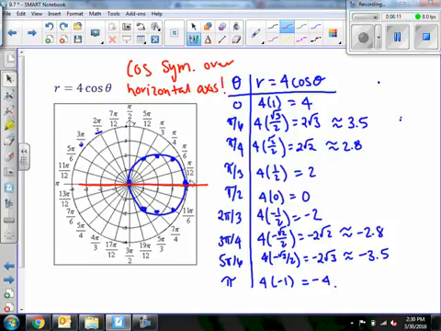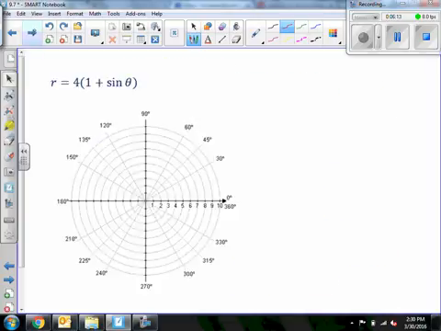Alright, so that's our first one we're going to look at. Now we have 4 times 1 plus sine of theta, and I know my graph here is in terms of degrees, but we're going to stick to radians, and the problem was I just needed a bigger graph, and this was all I had. Alright.